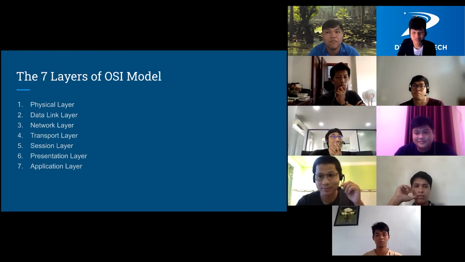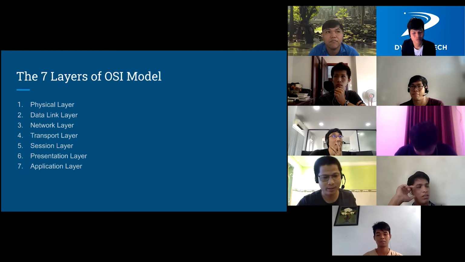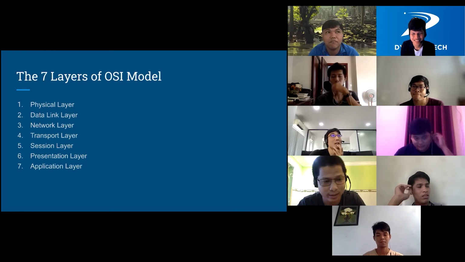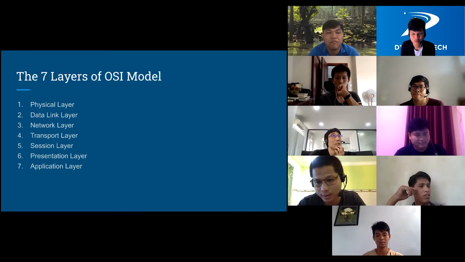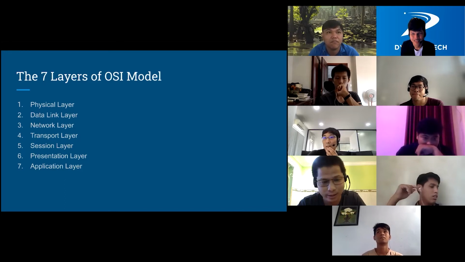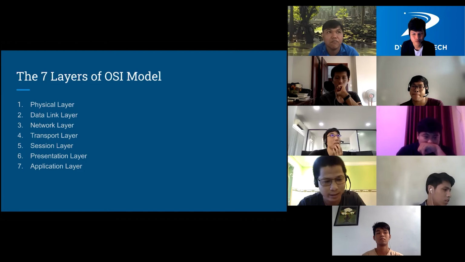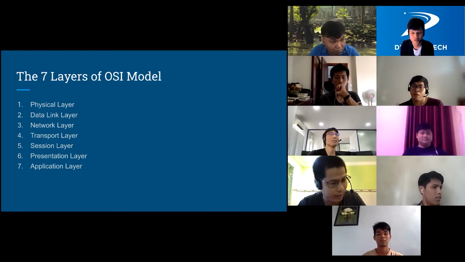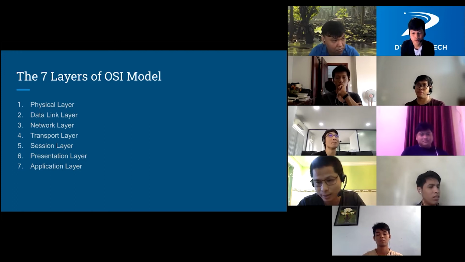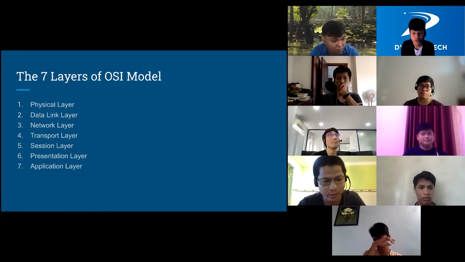I have one question. Can we use this OSI model to troubleshoot our application, and how can we identify which specific layer creates the issue? For example, when we have a website or web app or some infrastructure issue, and we want to know which layer the issue happened in, how can we identify that?